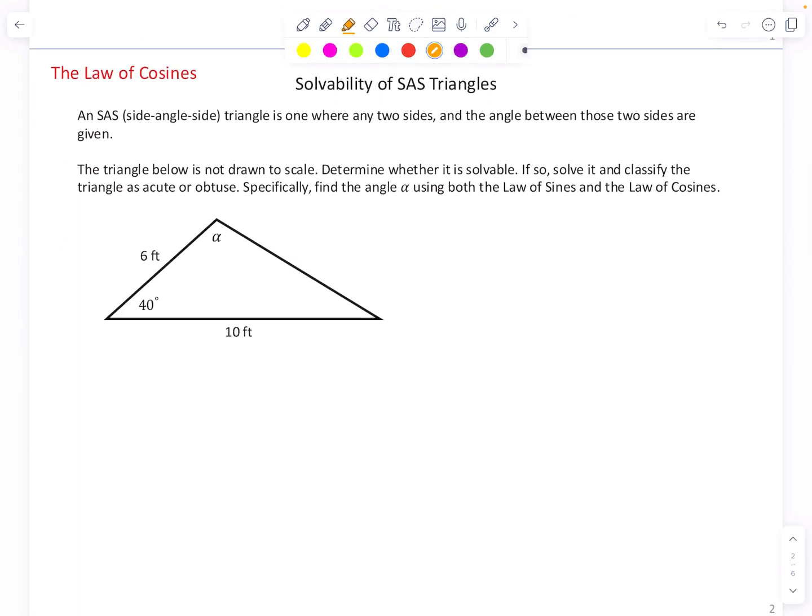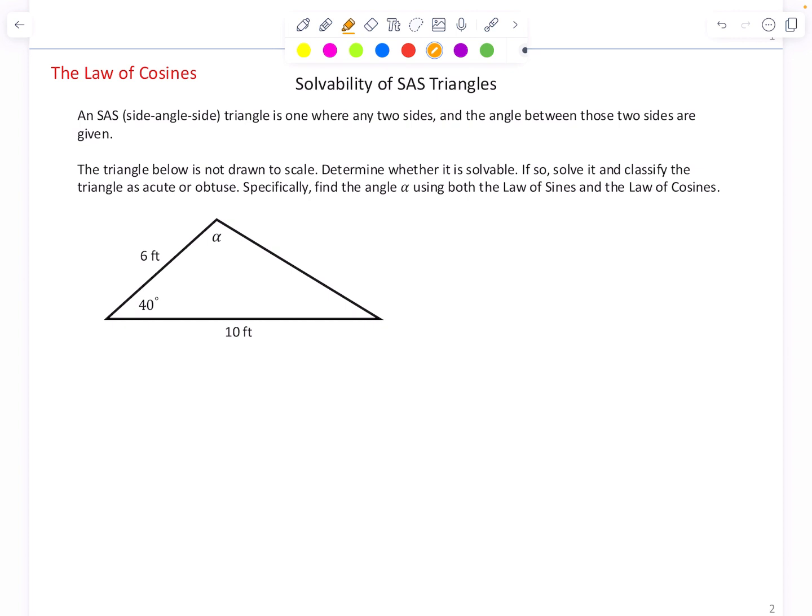The solvability of SAS triangles. Like stated above, an SAS side angle side triangle is one where any 2 sides and the angle between those 2 sides are given. The triangle below is not drawn to scale. Determine whether it is solvable. If so, solve it, and classify the triangle as acute or obtuse. Specifically, find the angle alpha using both the law of sines and the law of cosines.